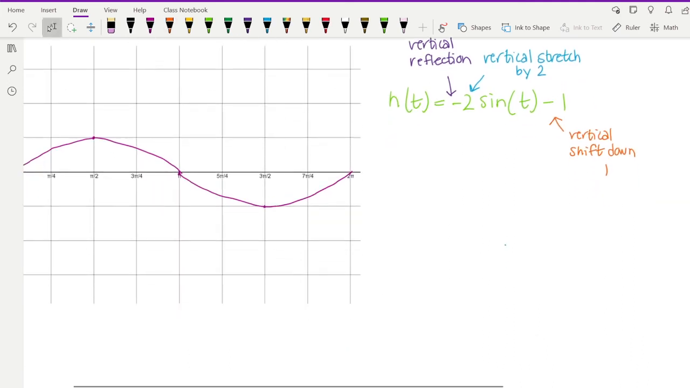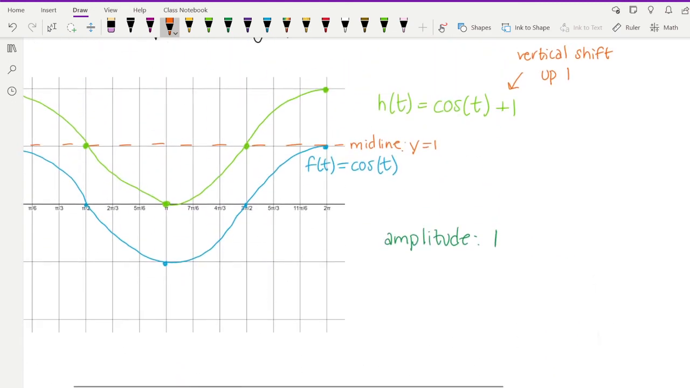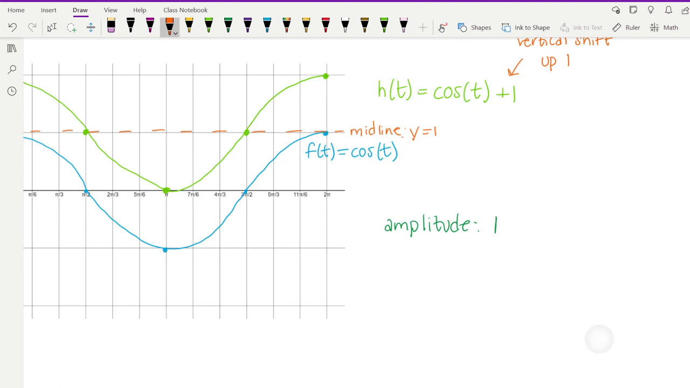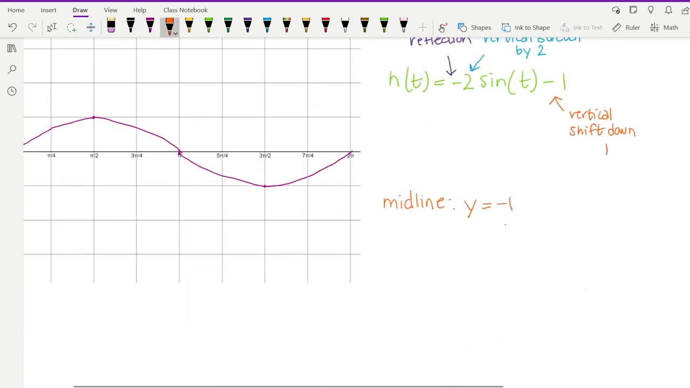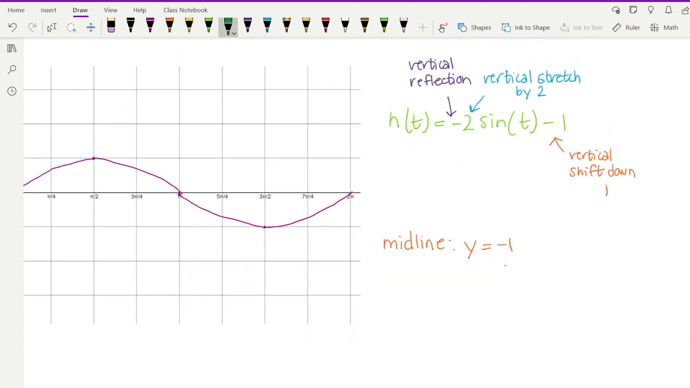Okay, so what would the midline be for this graph? Well, if we're taking our graph and we're shifting everything down by 1, the midline should end up at y is equal to -1, right? Just like how in this example we shifted it up and the midline ended at y is equal to +1. All right, what about the amplitude?